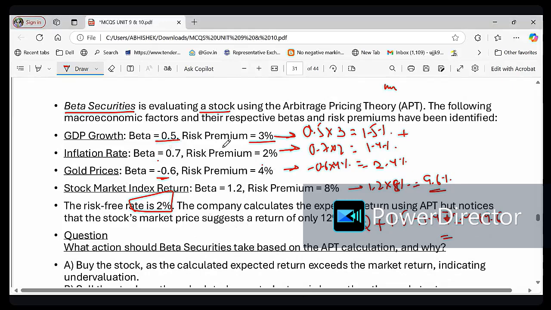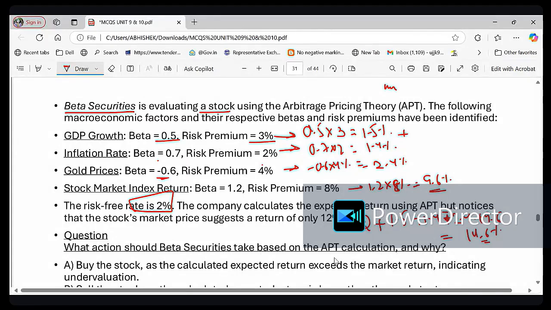So multiply beta with the risk premium, add all of them, and you also add the risk-free rate. So 2 plus 1.5 is 3.5. 3.5 plus 1.4 is 4.9, and plus 9.6 minus 2.4. So I am getting 14.6. Are you also getting the same? I hope you are also getting the same, 14.6. So this is what you get, the expected return.